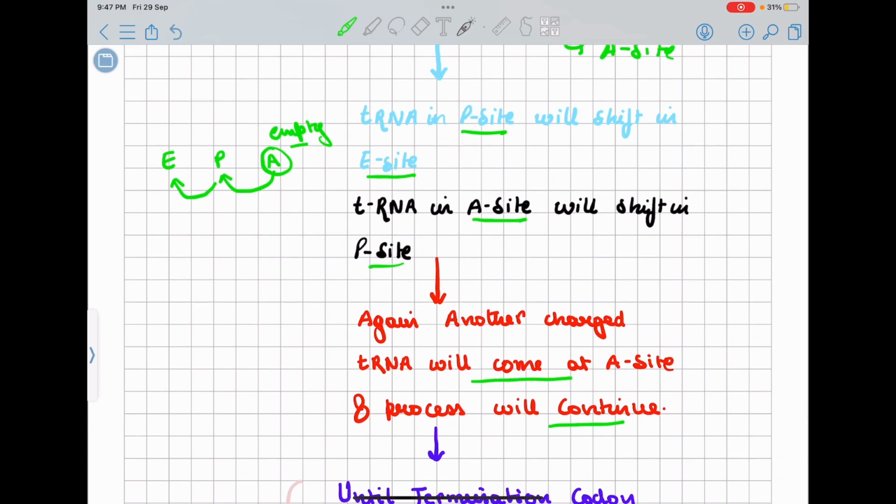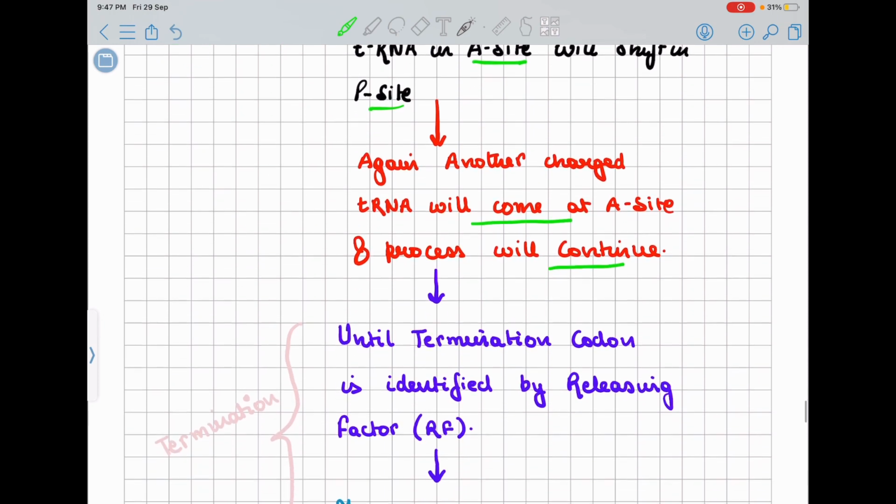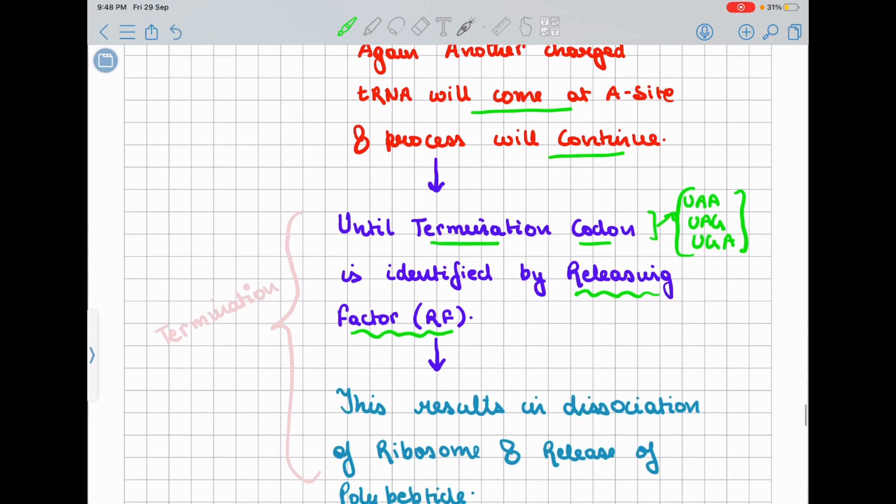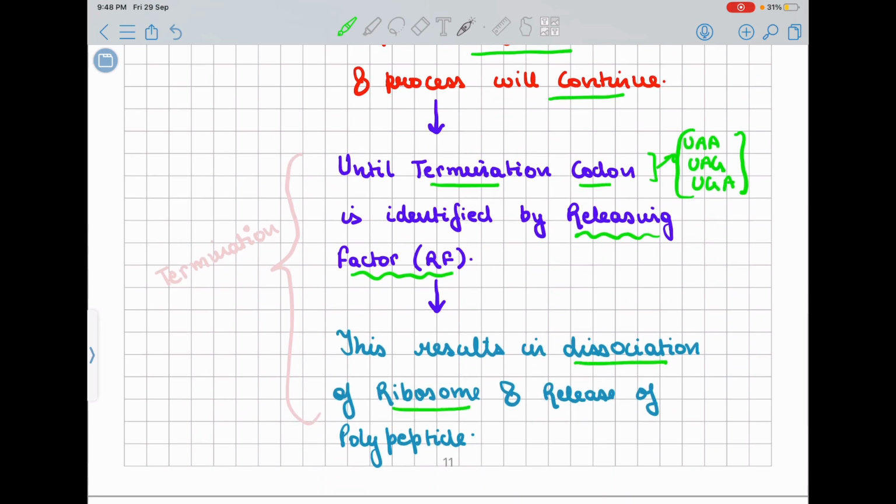Will this process continue forever? No. When the ribosome recognizes the termination codon, what are the termination codons? UAA, UAG, and UGA. When these codons are encountered, the translation is stopped. Does this stopping of translation require any factor? Yes, it requires the releasing factor, or the RF factor. And this RF factor results in dissociation of ribosome and release of polypeptide.